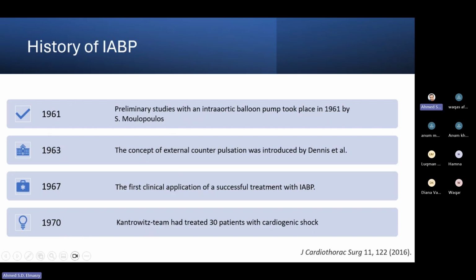The history of the intra-aortic balloon started in 1961 with the preliminary studies, and the concept of external counterpulsation was introduced by Dennis et al. in 1963. In 1967, it was the first clinical application of successful intra-aortic balloon treatment. And in 1970, almost 30 patients with cardiogenic shock had been treated with the intra-aortic balloon successfully.